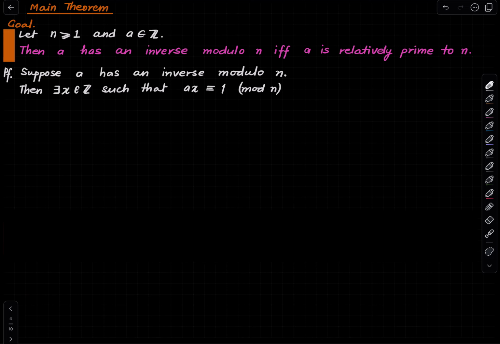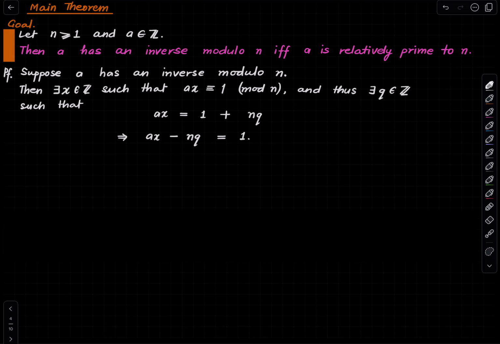So therefore, there exists some integer q such that ax equals 1 plus nq. Correct? Just unravel the definition of a congruence, which means ax minus nq is equal to 1.